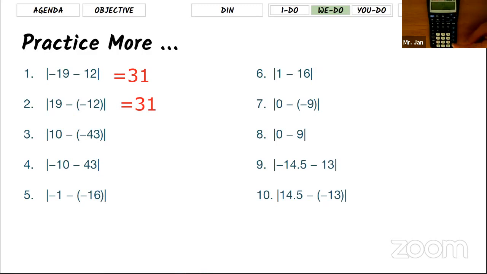When you hit enter, you're going to end up with 15, and it's positive, so I don't have to worry about making it positive because the result is positive 15.